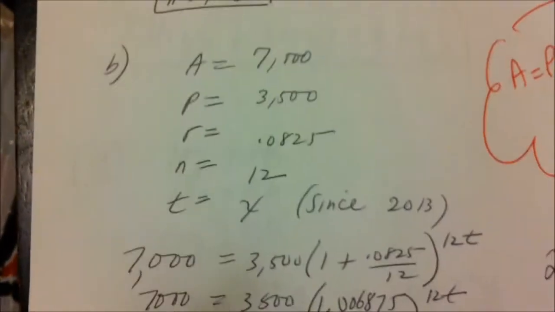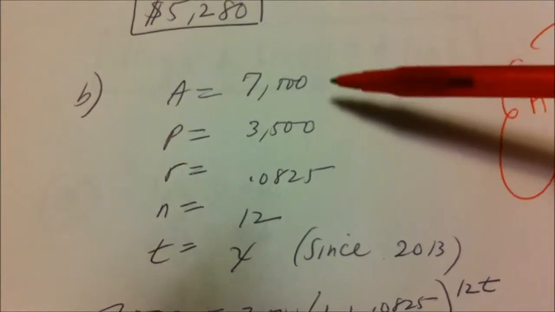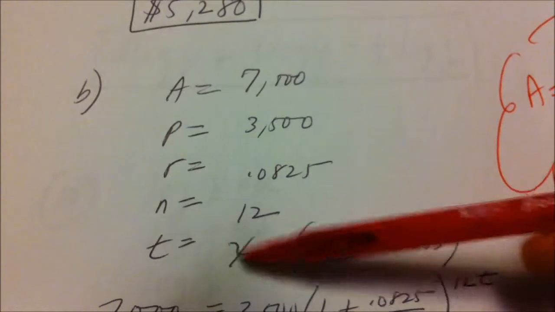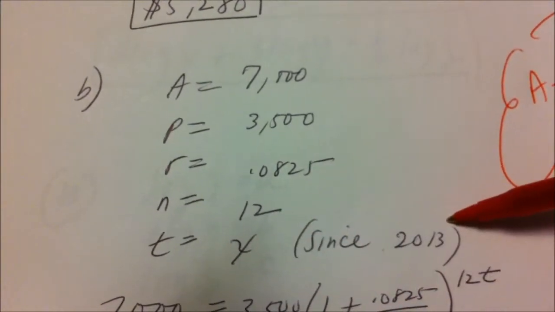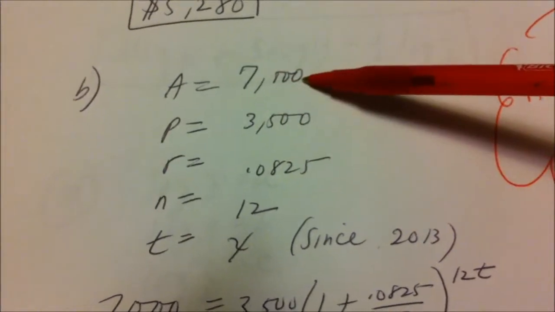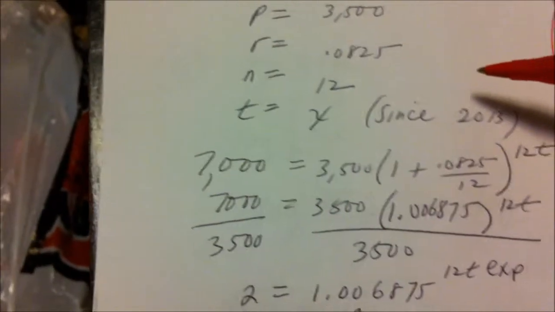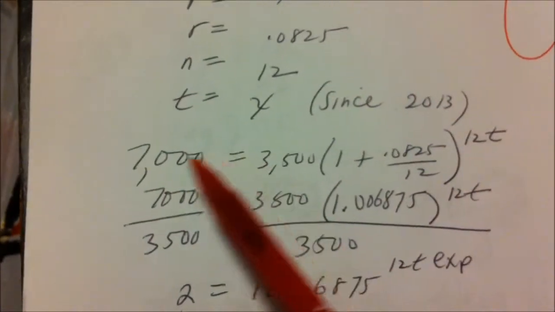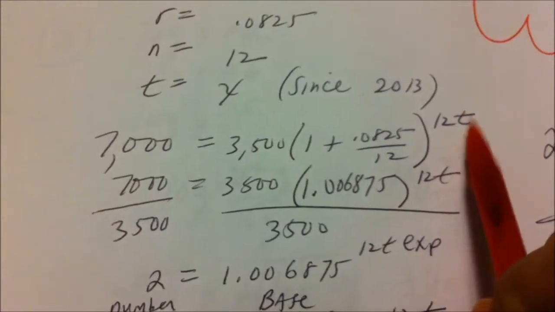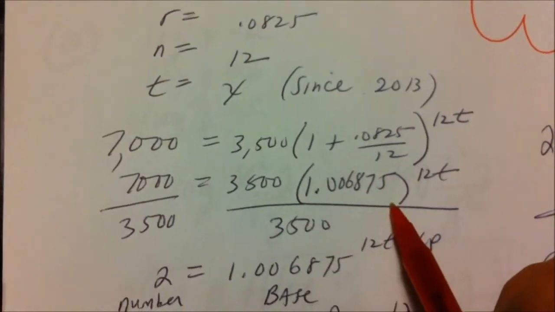The second part required a little bit more work. It wanted to know in what year would their money double. And they invested it in 2013, so after we get the number of years, we can apply that to 2013. So if we start with 3,500, doubling would be 7,000. So we just put that in there like that. And we have the 7,000 equals 3,500. And you can see the variable here is T. So I just put this into the calculator and it became this in decimal.